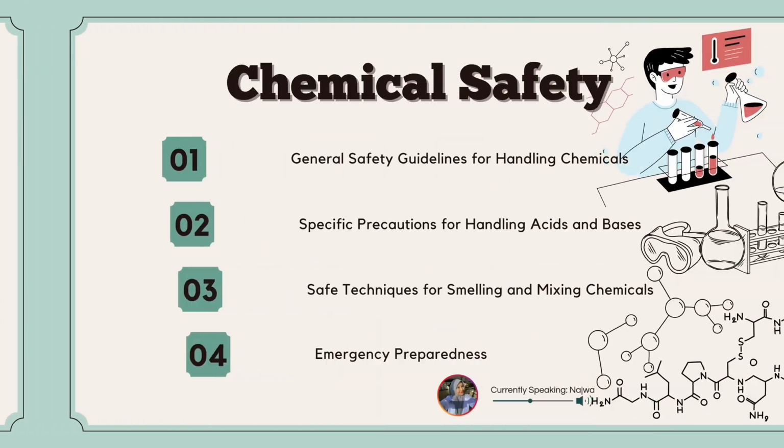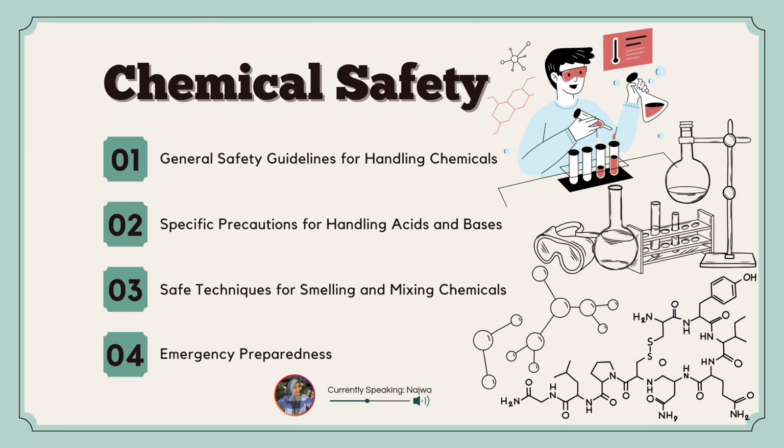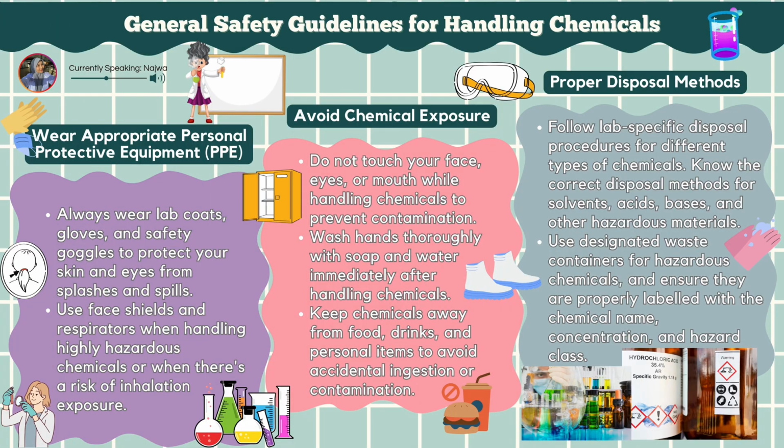In this slide, we can learn more about chemical safety. Firstly, general safety guidelines for handling chemicals. Secondly, specific precautions for handling acids and bases. Thirdly, safe techniques for smelling and mixing chemicals. And lastly, emergency preparedness. This is general safety guidelines for handling chemicals.